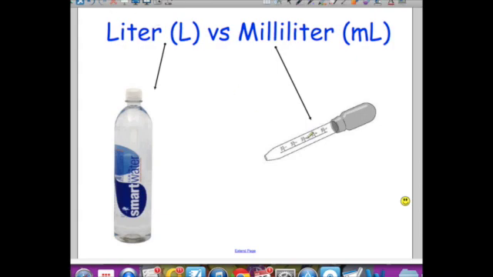And milliliters are the tiny little eyedroppers, okay? If you look on an eyedropper, usually about 1 or 2 drops is going to be a milliliter. So they're very tiny. The measurement conversion of these is 1 liter is 1,000 milliliters. So if I took an eyedropper, I would have to drop it in there 1,000 times to try to fill up this liter bottle.